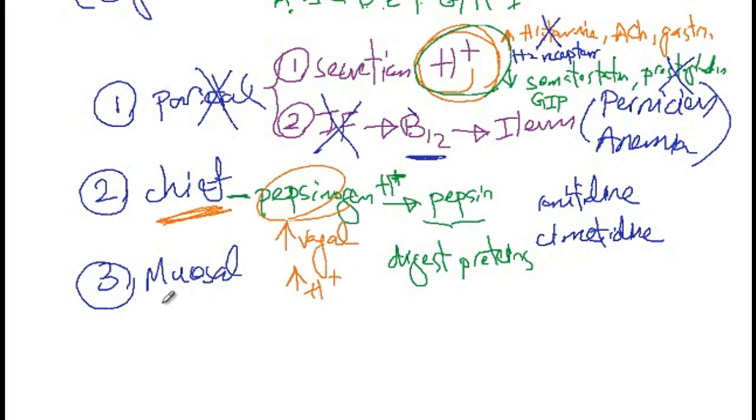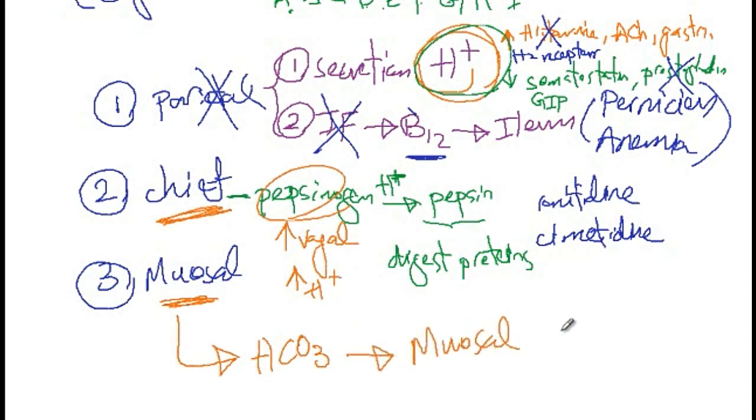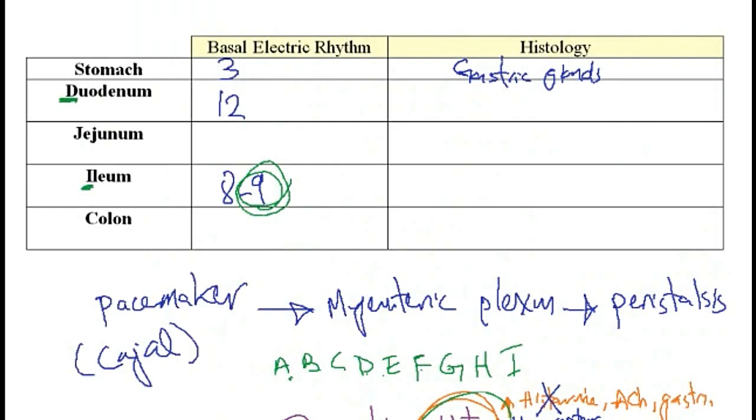The last cells that I'm going to talk about are mucosal cells, and these cells will secrete bicarbonate to help protect the mucosal layer of the stomach. So therefore, the mucosal layer of the stomach, because it has HCO3, will be able to neutralize stomach acid. The next part of the GI tract is the duodenum, and this segment contains Brunner glands. And the function of Brunner glands is to secrete bicarbonate in order to protect the duodenum from stomach acid, and it also will lubricate the intestinal wall.